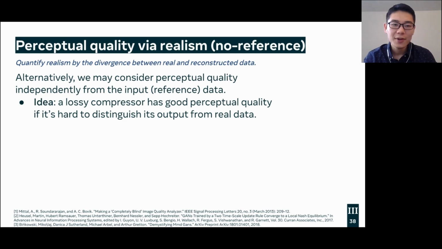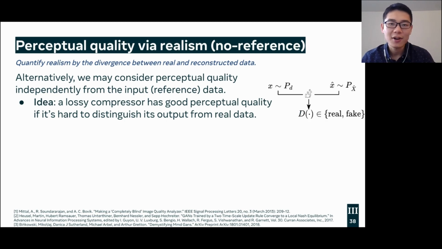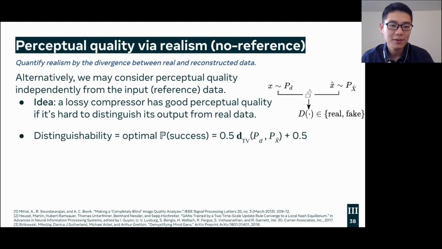And one way to mathematically quantify this distinguishability is with a binary hypothesis test. So here we'll draw a sample each from the data distribution and from the reconstruction distribution. Then we'll flip a coin and present one of them randomly to a discriminator and let them guess which distribution the sample came from. And it turns out that the highest probability of success by any discriminator on this test is proportional to the total variation distance between the data distribution and the reconstruction distribution, plus 0.5.